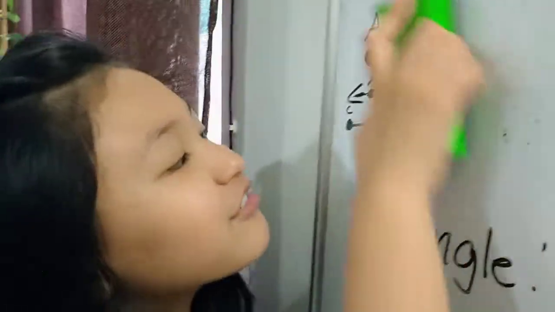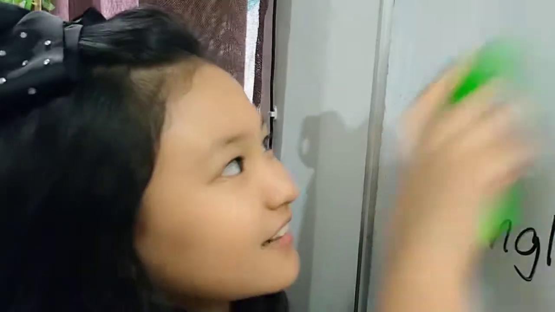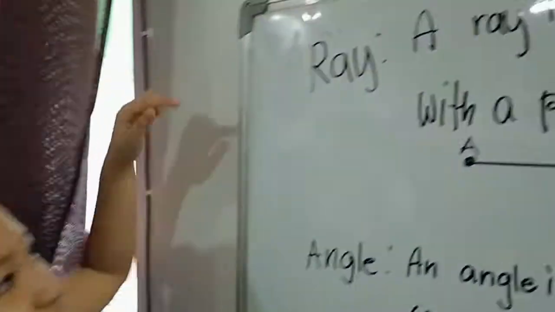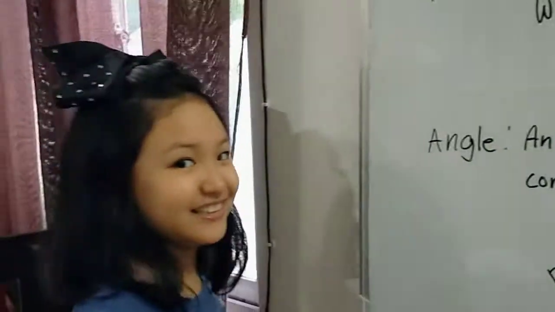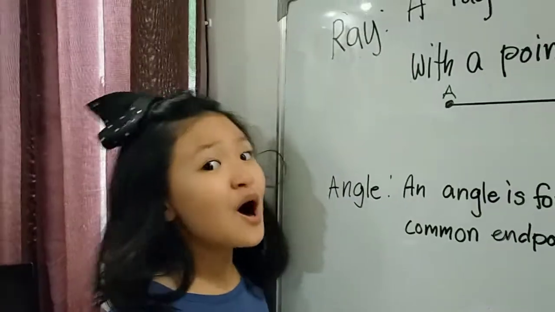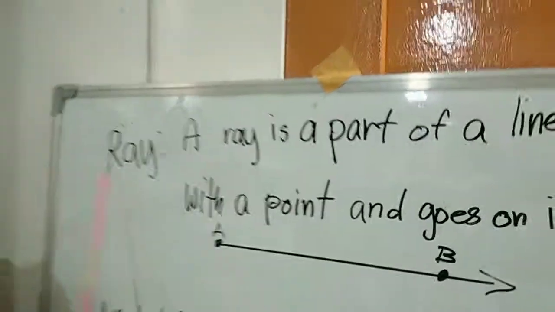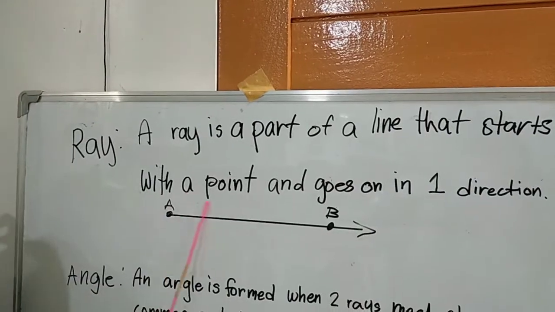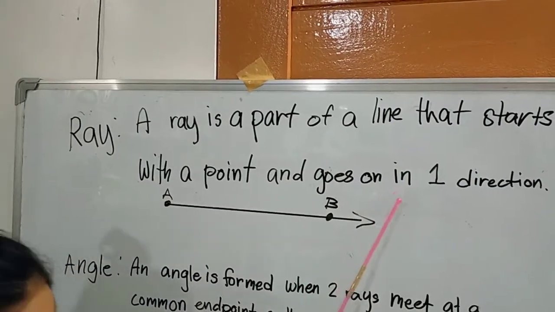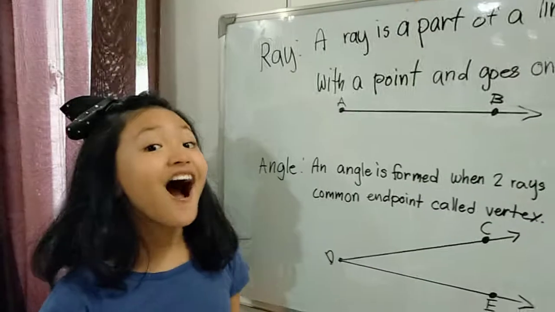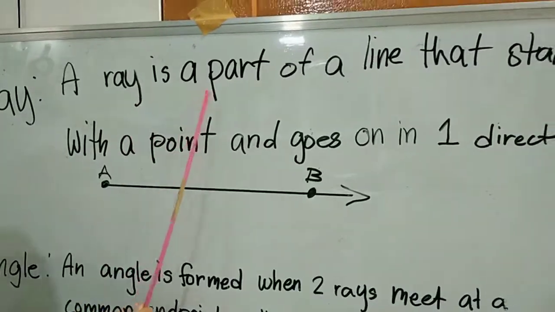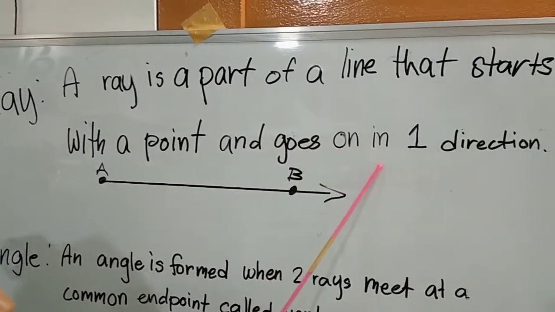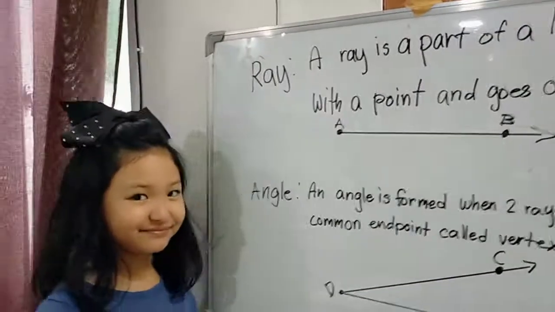So now that we have recalled last week's topic, we are going to learn today about rays and angles. Let us define first, what is a ray? A ray is a part of a line that starts with a point and goes on in one direction. Again, a ray is a part of a line that starts with a point and goes on in one direction.